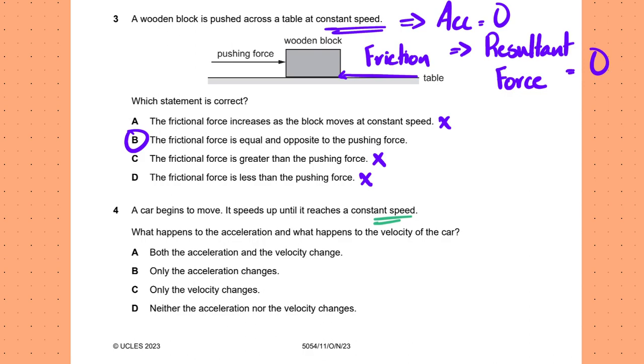Now there's a very easy way to answer this question. If it was speeding up, this means there is some acceleration, right? So it sped up, so it was accelerating and then it reached a constant speed, which means it's not accelerating anymore. So the acceleration is definitely changing. So it can't be C, it can't be D. And if its speed was changing when it was speeding up and then it went to a constant speed, obviously the velocity also changes. Because acceleration by definition is the rate of change of velocity. So the answer to this one is A.